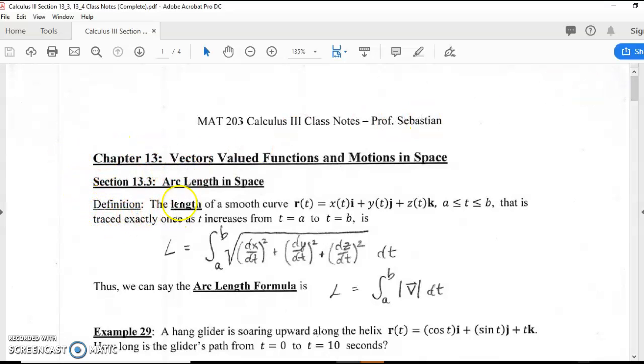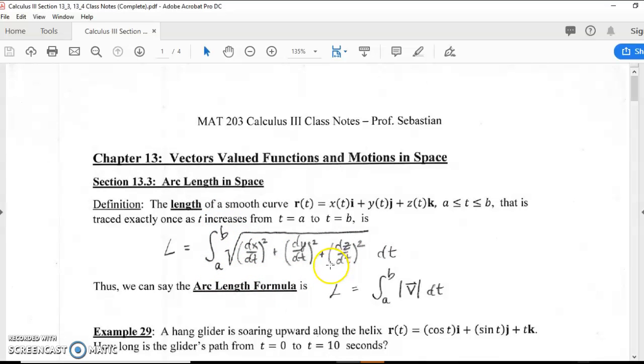And here's a definition. The length of a smooth curve r of t equals x of t i plus y of t j plus z of t k, where t goes from a to b, that is traced exactly once as t increases from t equals a to t equals b, is this formula. This should look very familiar from when you looked at parametric equations in Calc 2. You just had the two components, x of t and y of t. Now that we have a third component in the k direction, we just add that piece in there. So dx/dt quantity squared, dy/dt quantity squared, dz/dt quantity squared, take the square root. You have to integrate that and then evaluate from a to b.